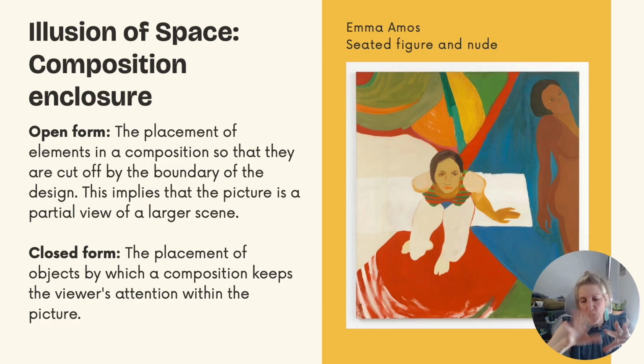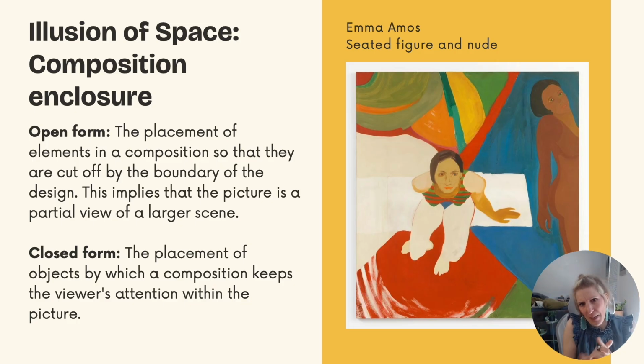You're taking a snapshot of a much larger scene, as though you took a viewfinder at one section of a larger painting. So you're only seeing a segment of the visual story. A closed form is a placement of objects by which a composition keeps the viewer's attention within the picture. A still life has been set up, and that still life exists and starts and ends within the bounds of that frame, right? There's no other story. It's not a snapshot. That's the whole scene.